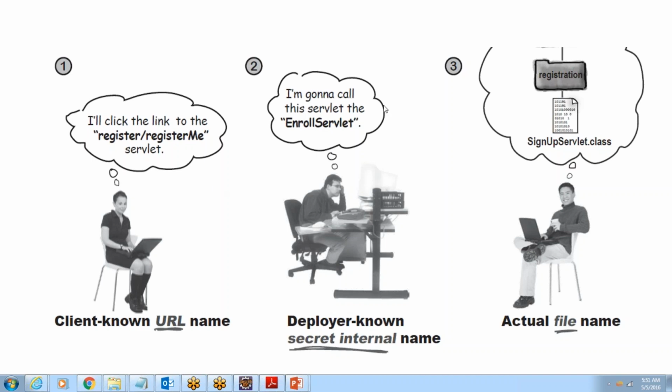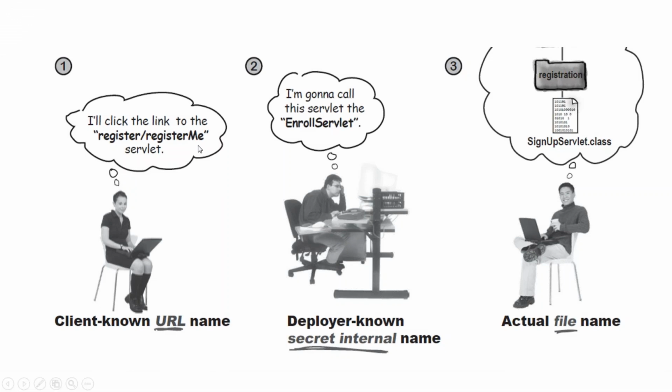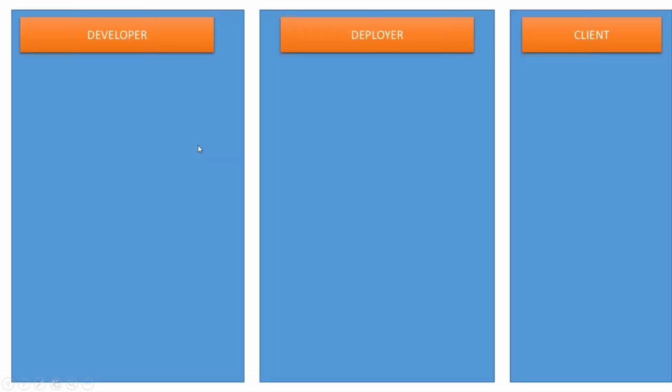And the deployer, along with giving the alternate name to the servlet, will decide the URL pattern for this. Then the URL pattern will be used by the client to access the servlets. Now over here, we have got the developer, the deployer, and then the client.